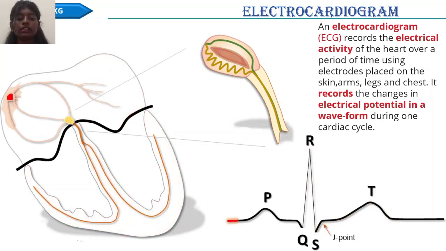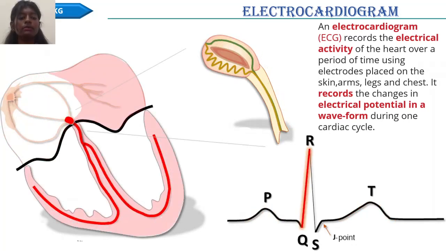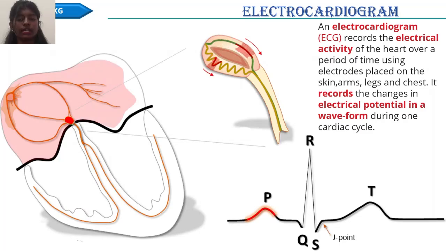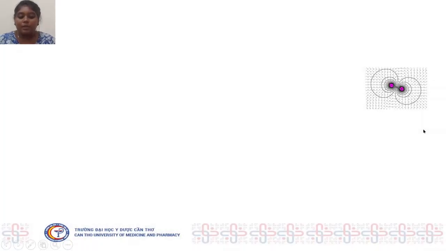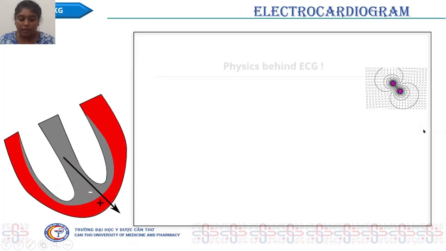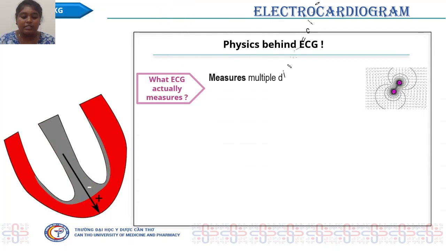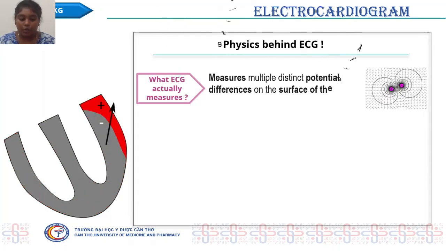It is a diagnostic test that a healthcare professional uses to measure the electrical activity of a person's heart. It records the heart's electrical changes in a graph form. The animations below show the normal cardiac conduction and its corresponding wave positions in the ECG graph. The physics behind this ECG is rather familiar. Can you guess what an ECG actually measures? It measures the potential difference on the surface of the body.